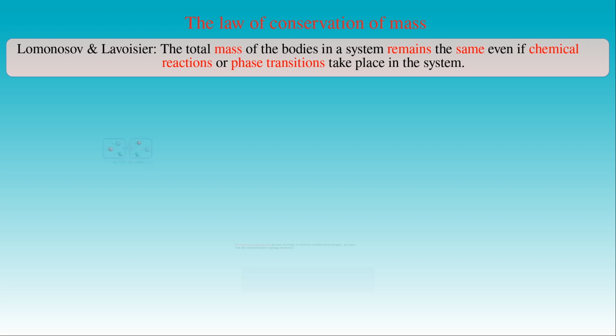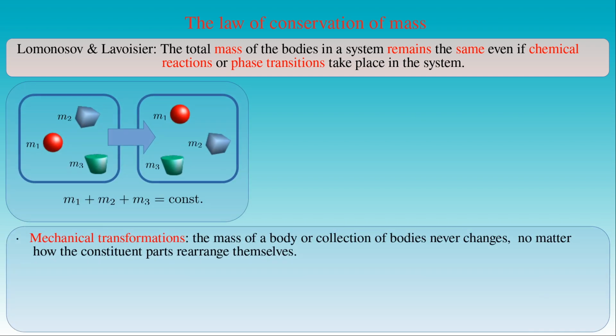The first situation or case is the mechanical transformation of a system, where the mass of a body or collection of bodies never changes, no matter how the constituent parts rearrange themselves. Here we can see a system indicated with a box with three different bodies of the masses m1, m2 and m3. On the left-hand side, the system is shown in a given configuration, where the bodies in motion are at given positions. On the right-hand side, the bodies already occupy different positions, and they might also have a different state of motion after their rearrangement.